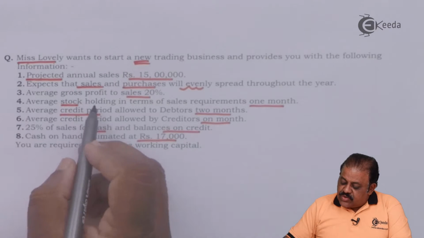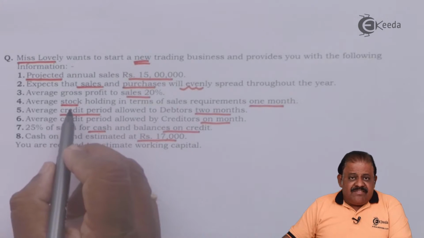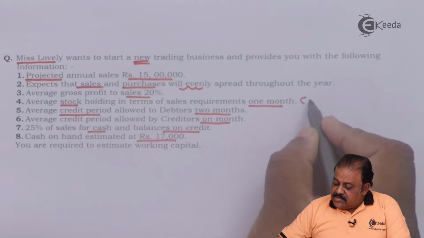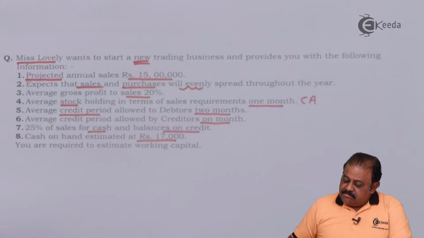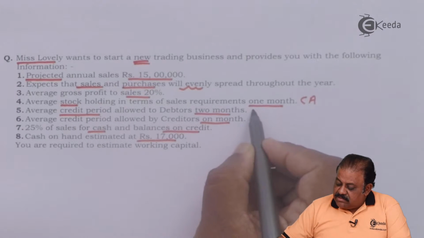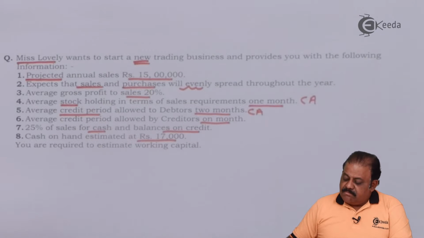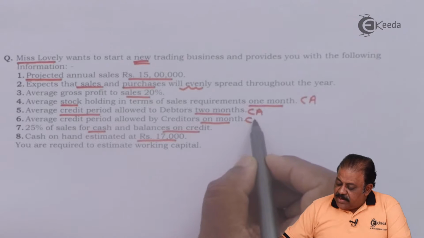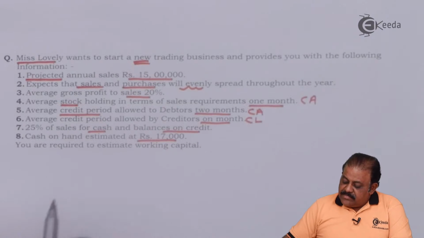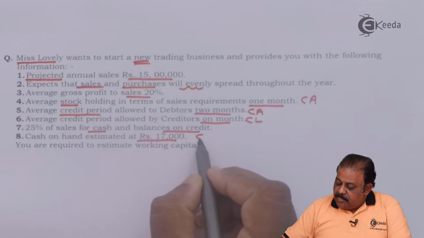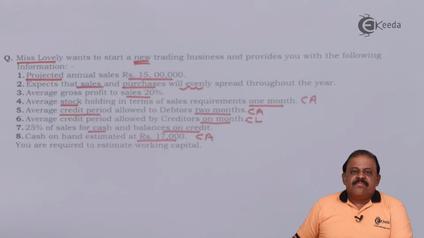Here average stock holding in terms of sales requirement 1 month, this will be part of current asset. Average credit period allowed to debtors 2 months, this will be part of current asset. Average credit period allowed by creditors, this will be part of current liabilities. Cash on hand estimated 17,000, this will be part of current asset.